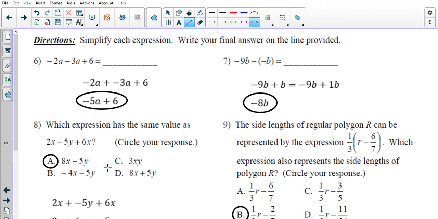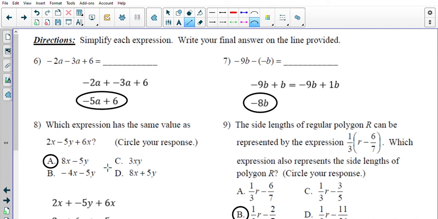This video will focus on the Unit 2 review worksheet numbers 6 through 9. In numbers 6 and 7, the directions ask us to simplify each expression. Write your final answer on the line provided. Now I just circled my answer at the end. You can also write the solution on the line provided.